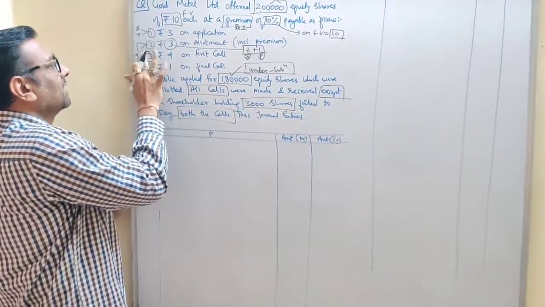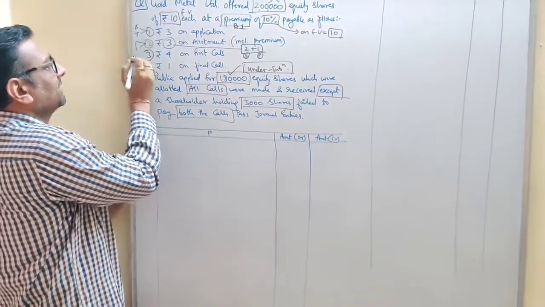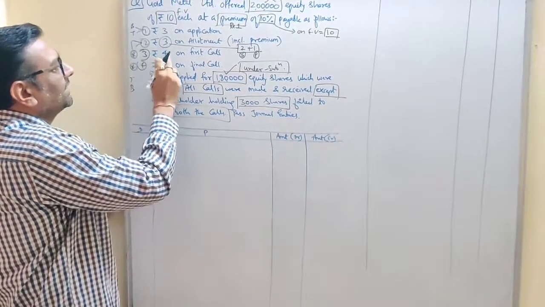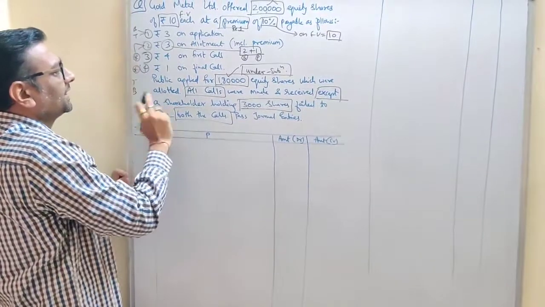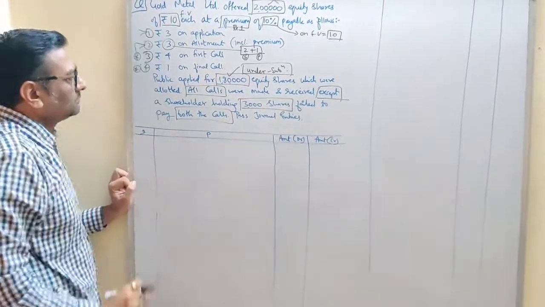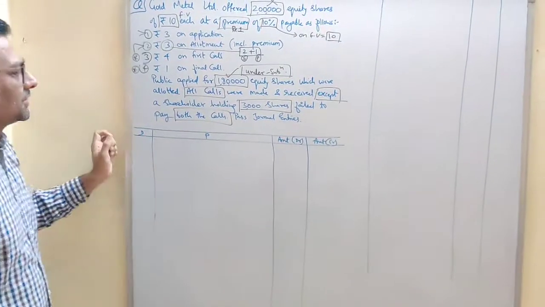So let's have a marking over here, otherwise we'll forget to record the arrear money. There is arrear in these 2 calls: the first call and the final call. Understood? Now let's start with the journal entry.